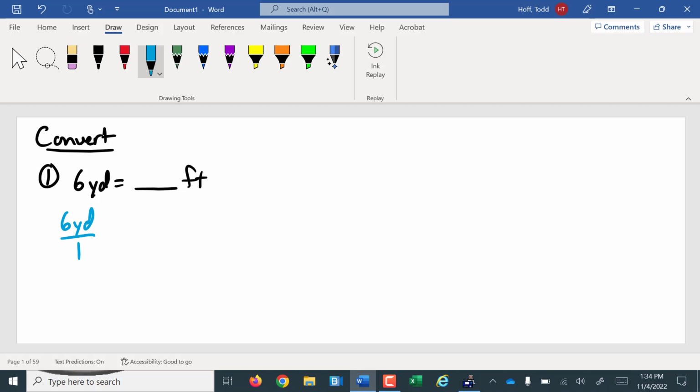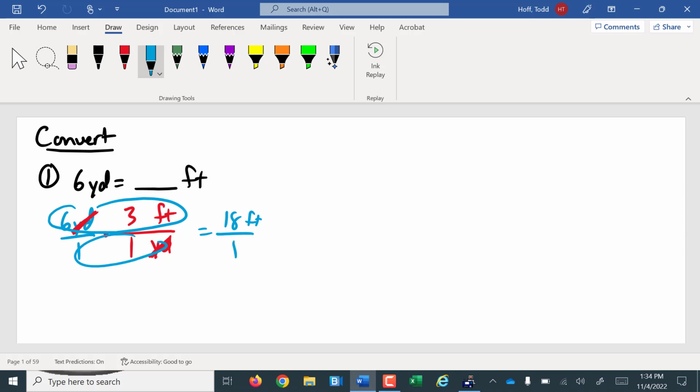I put 6 yards over 1. My conversion factor then, where's yards going to go in my conversion factor? On bottom, so they cancel out. And of course, it's going into feet, and the relationship is 3 feet and 1 yard. So here the yards cross out. We're going to multiply 6 times 3 feet is 18 feet. On bottom, it's all 1, so that's just 1. So 6 yards is 18 feet. And yes, I do realize many of you probably could have done that calculation in your head because you know there's 3 feet in a yard.